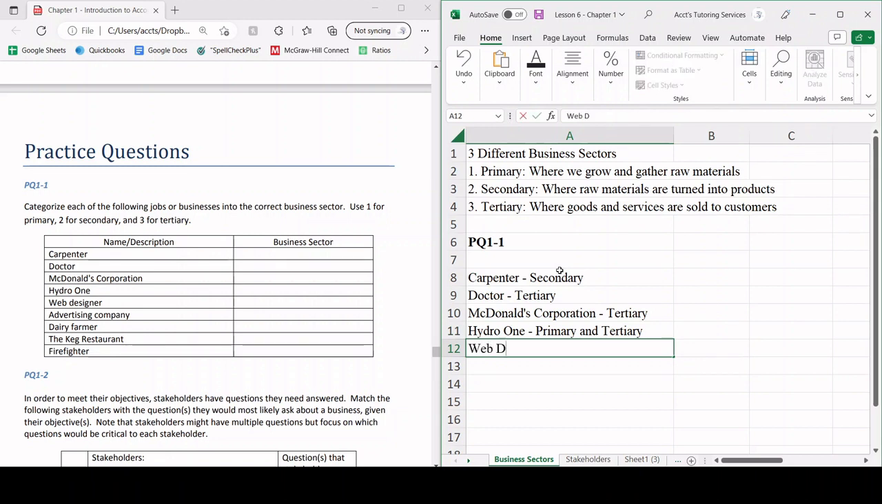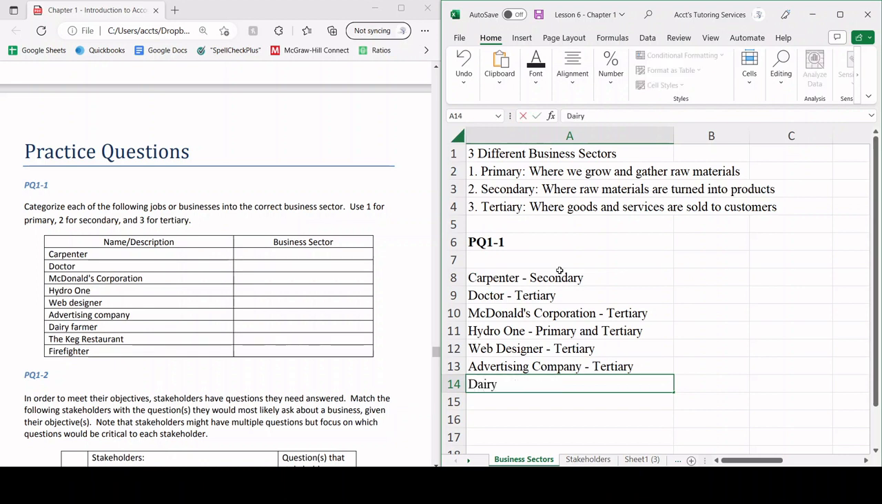Next one is web designer. This one is also going to be tertiary. Essentially, the web designer is a service that's offered for the end product. An advertising company falls under the same category. Same situation, they provide the end product.